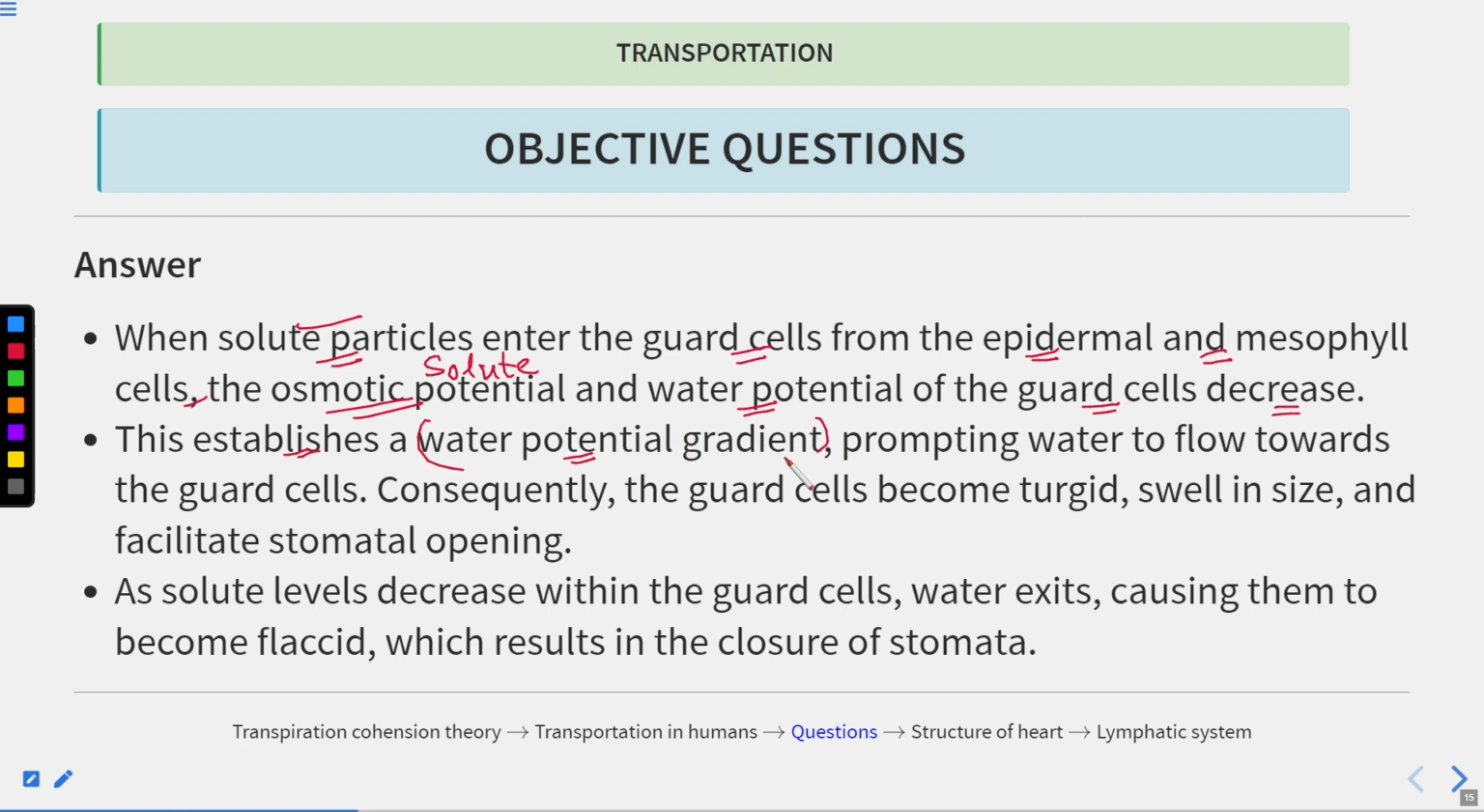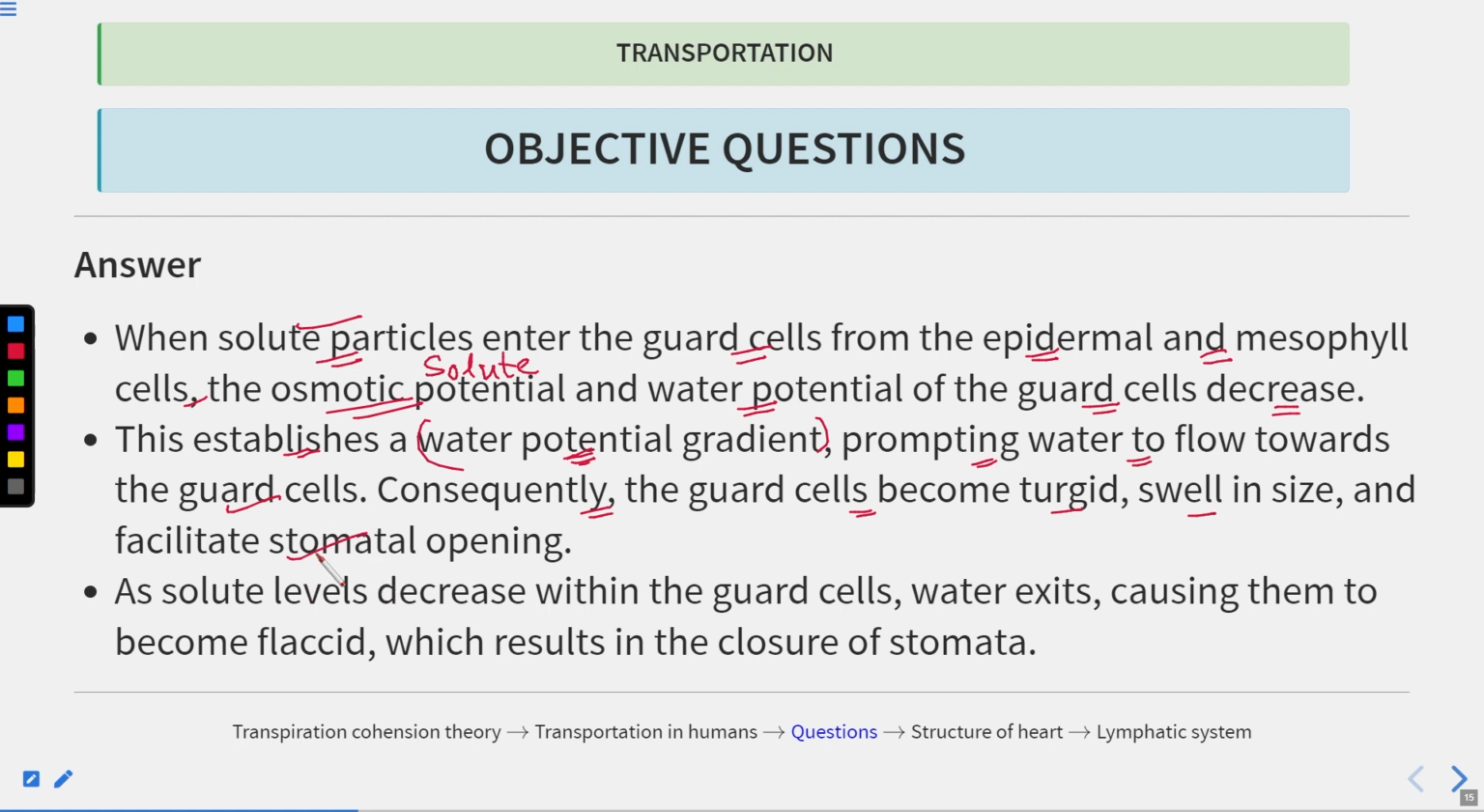Now this establishes a water potential gradient. So now because inside of the guard cells the solute is more, so the water will be less. So therefore the water will then come inside the guard cell. So this is known as endoosmosis. Okay. So this establishes a water potential gradient, prompting the water to flow towards the guard cell from the neighboring cell. Consequently, the guard cells become turgid, they swell in size and facilitate the stomatal opening.